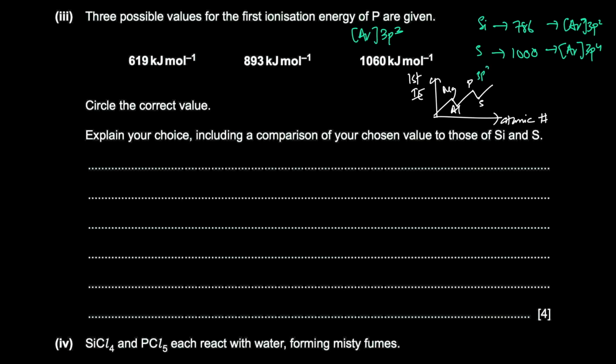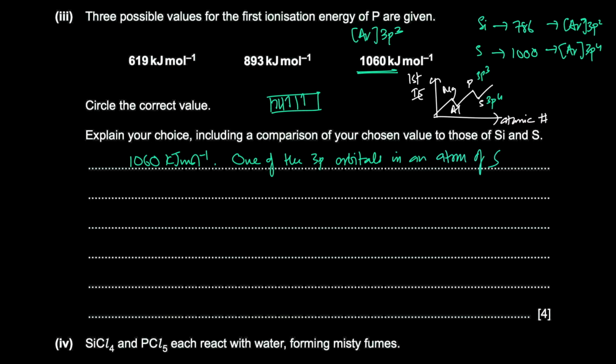Why is there a decrease? Because phosphorus is 3p3 and sulfur is 3p4. So in phosphorus, all your 3p electrons are unpaired, whereas in sulfur we have a pair of electrons. So what we'd say over here is that the first ionization energy of phosphorus is 1060 kilojoules per mole. It would be higher than sulfur, and the reason why is because one of the 3p orbitals in an atom of sulfur has paired electrons, or a pair of electrons.